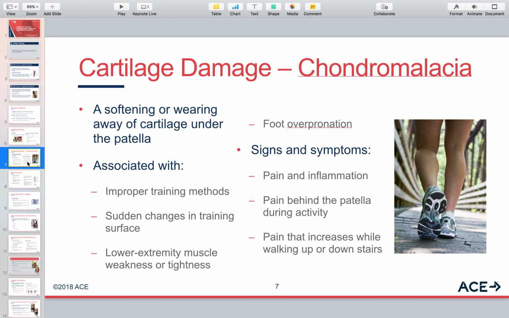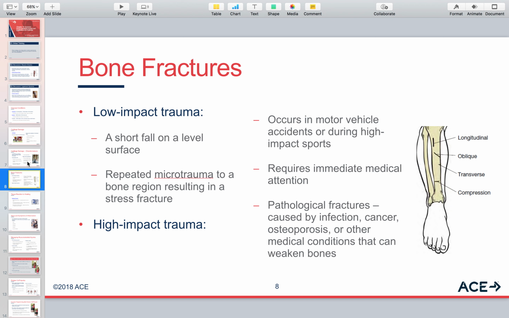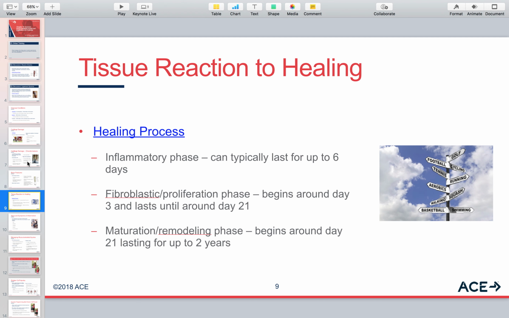Okay, cartilage damage, you guys can read through these slides. Bone fractures can be low impact or high impact. Healing process, so to heal, there are the different phases that I want you guys to know.